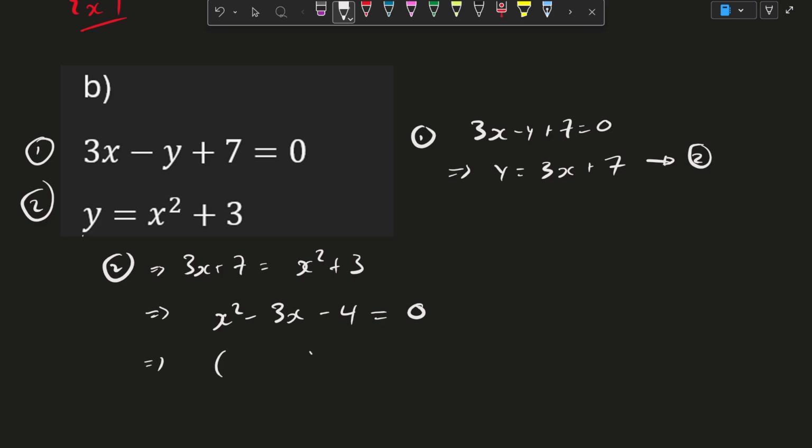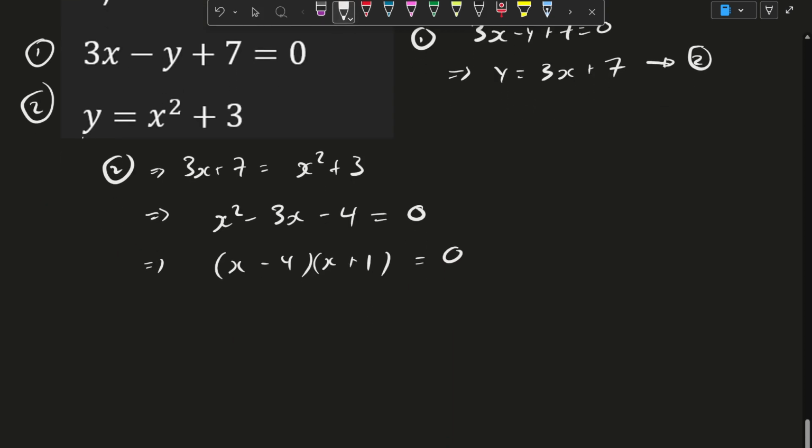This does factorize into minus 4 and plus 1, because we get the minus 4 contribution, and then minus 4x plus another x gives us minus 3x. So we have two possible solutions using the root factor theorem, that either x is 4 or x is negative 1.